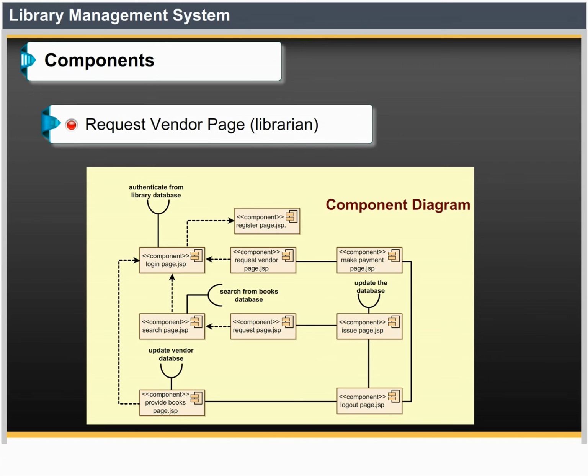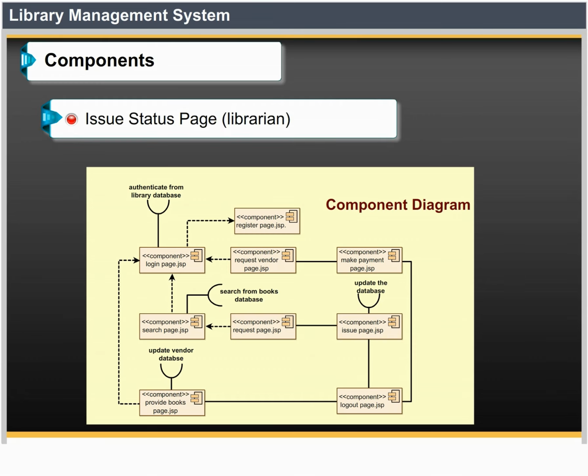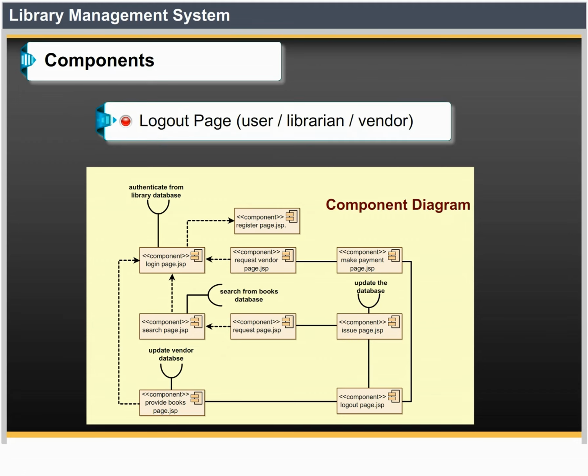Request vendor page, librarian. Request book issue page, user or vendor. Issue status page, librarian. Make payment page, librarian or vendor. Provide books page, librarian. Logout page, user or librarian or vendor.